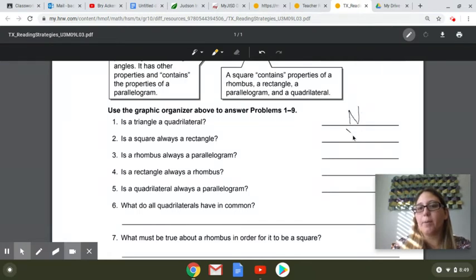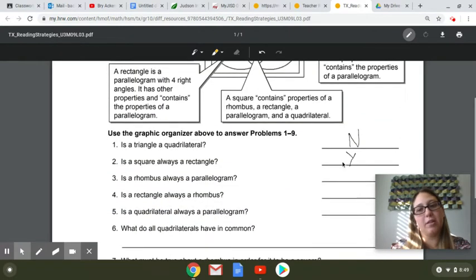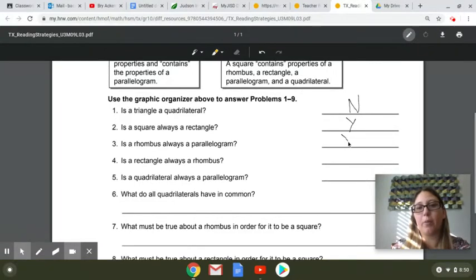Okay. And so then number three, if we read it, it says, is a rhombus always a parallelogram? So remember, we said the rhombus does follow the properties of a parallelogram. So the answer is yes, that it is a parallelogram. Okay. Okay, is a rectangle always a rhombus? And so in this case, that is not true because a rectangle does not have four equal sides and a rhombus does, okay? Now, can a rectangle have four equal sides? Yes, but usually that's not the case. Then it'd be a square. And so the answer there is no, okay?